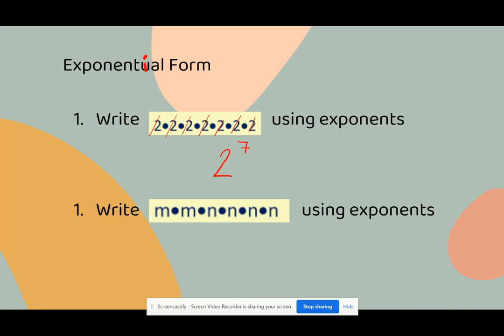You can also do it with letters. In this case, we have both m's and n's. So I'm going to start with my m's. There are 1, 2. So m to the 2nd power. And then I'm going to do my n's. 1, 2, 3, 4. So n to the 4th. And that is exponential form. You just make it shorter, writing using exponents.